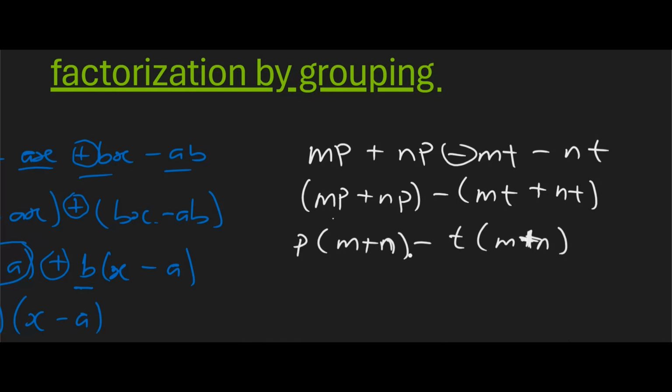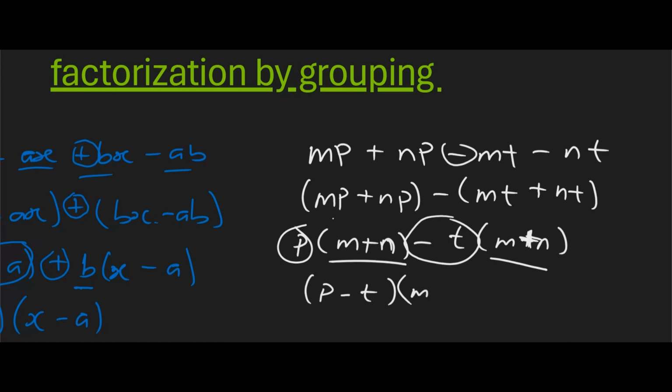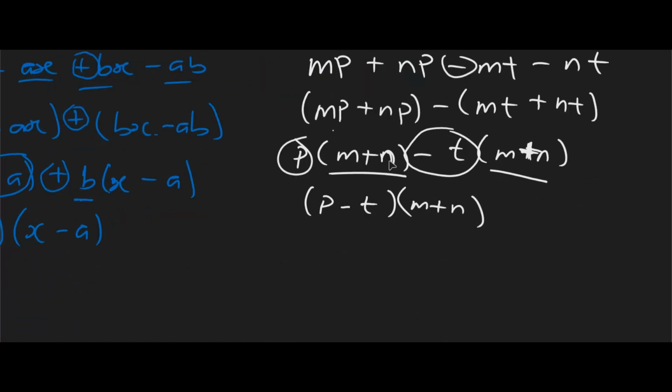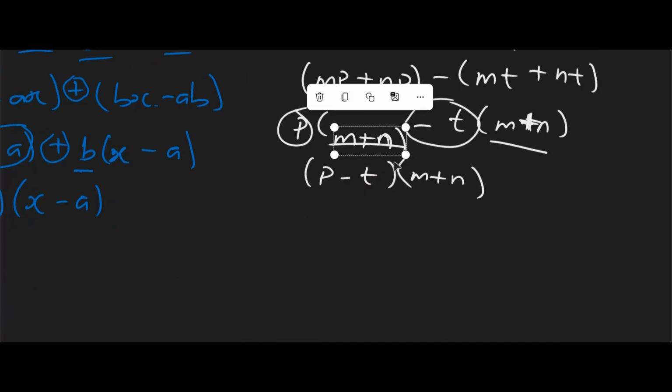How are we getting this one? t goes into mt, m, and t goes into nt, n. So you can see that the guys in the bracket are the same. And that will suggest to us that we are on the right path. So now I have to take the coefficients and put them in one bracket, and that's going to be p minus t. And the same guys, m plus n, in another bracket. So you have m plus n. So that is the final expression. So we have been able to factorize this particular expression.